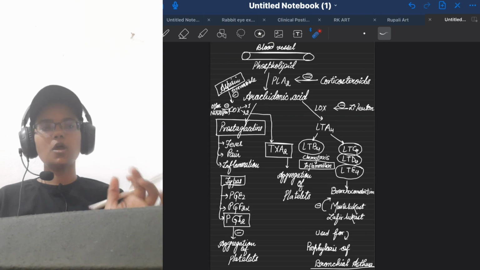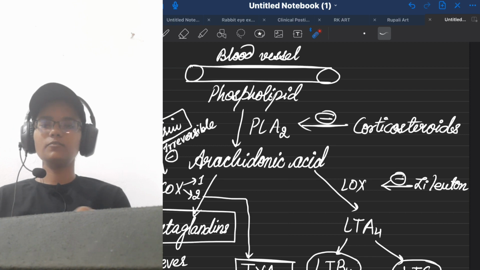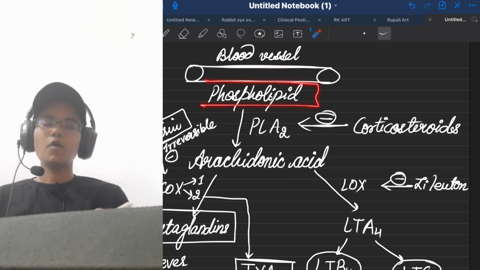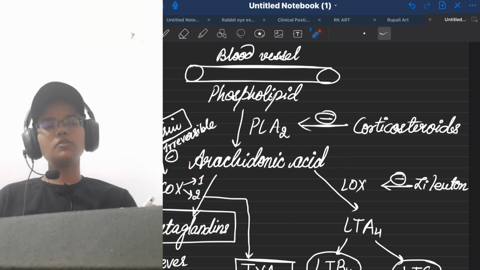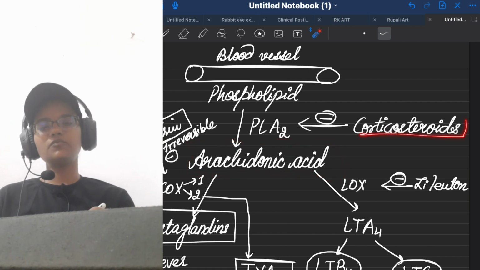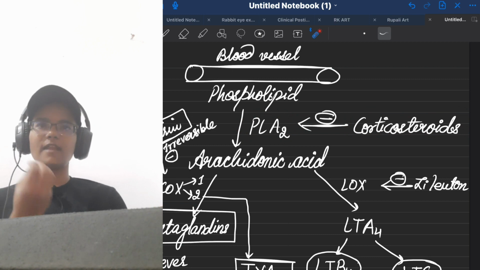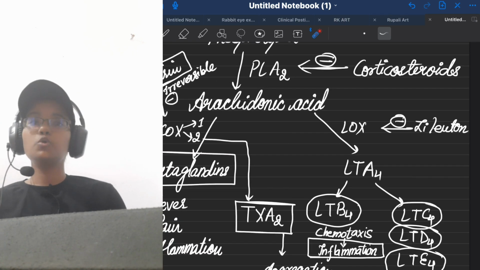Now what I am going to tell you is about blood vessels. Here you can see a blood vessel made up of phospholipid. Phospholipase A2 works on it and converts it into arachidonic acid. But corticosteroids inhibit phospholipase A2 and prevent the formation of arachidonic acid and the products formed from it, like prostaglandins, thromboxane A2 and leukotrienes.